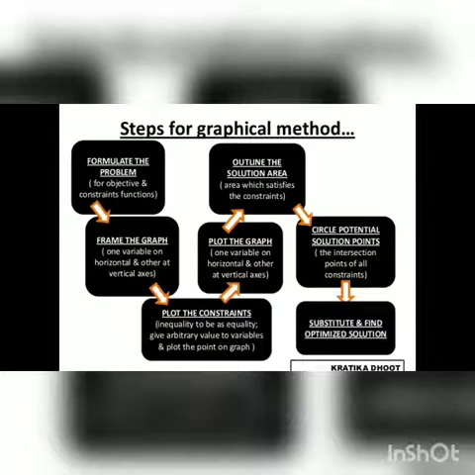Next is to outline the solution area which satisfies the constraints. We have to find an outline for the solution area so that we can satisfy the constraints. The next step is to circle the potential solution points, the intersection points of all constraints. Basically, it is the place where all the lines intersect with each other. It looks like a circle, so we should focus on it to find the feasible solution.